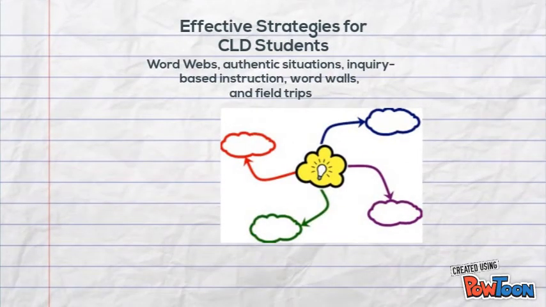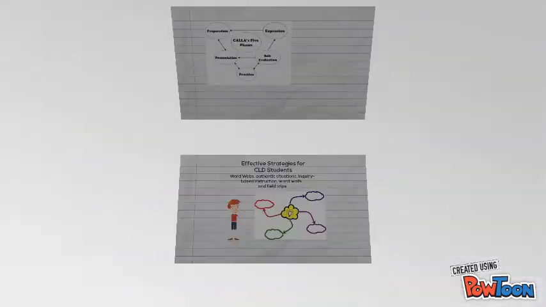There are many effective strategies for CLD students, including Venn diagrams, storyboards, and partner work. Pre-reading and pre-writing activities are also beneficial. If guest speakers are available, CLD students can gain information from them and appreciate the real-life stories they bring.